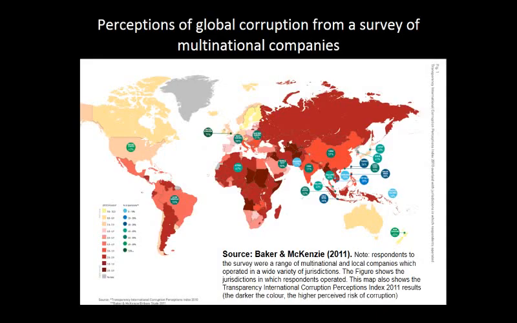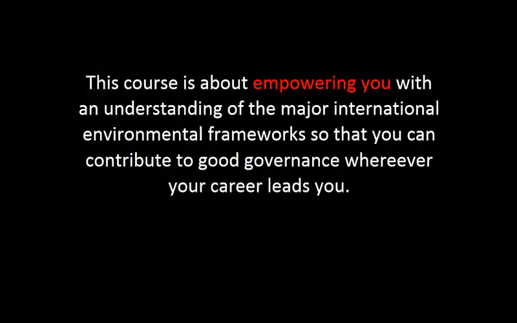The perceptions. This was an interesting map from a report by Baker McKenzie, a law firm, from a few years ago, but they surveyed their clients who worked internationally, and they got essentially this interesting graph about countries where the perception from these international companies or international clients they had for where corruption was worst. So you can see all through Russia, Africa, many countries where corruption is seen as a huge issue. And so this course is about empowering you with an understanding of the major international environmental frameworks so that you can contribute to good governance wherever your career leads you.